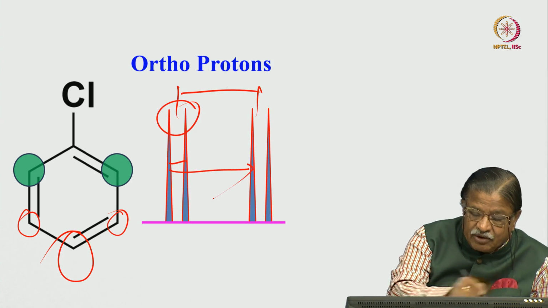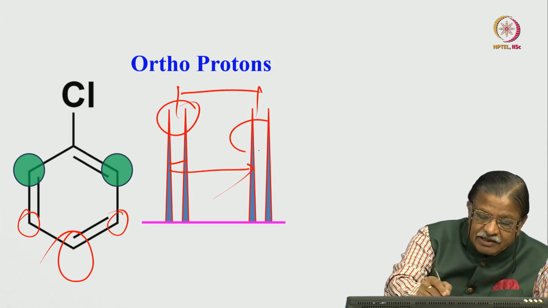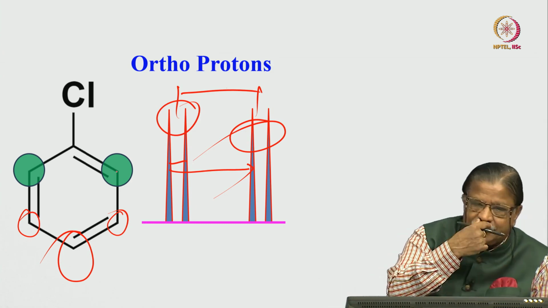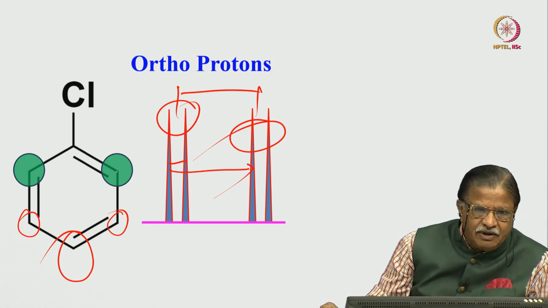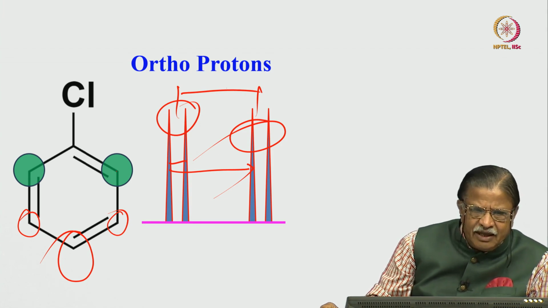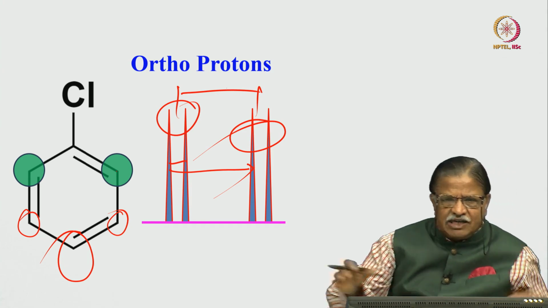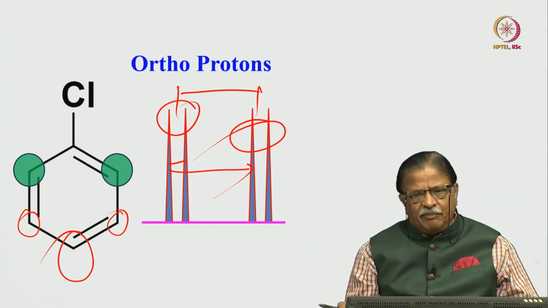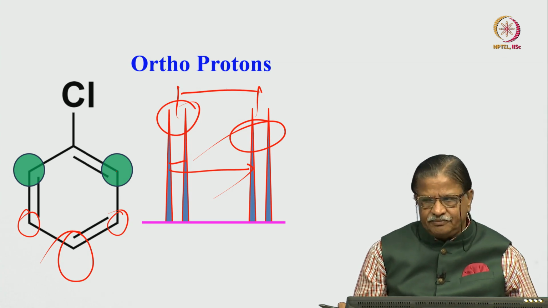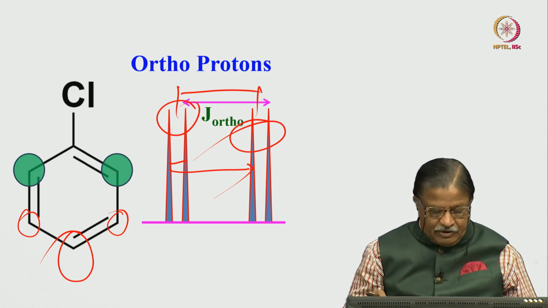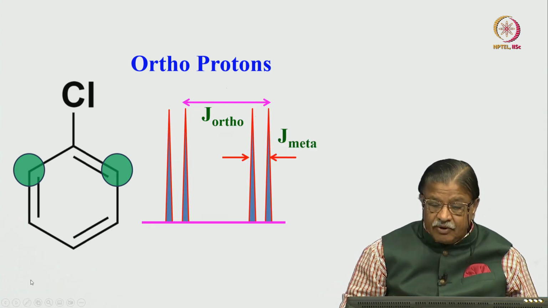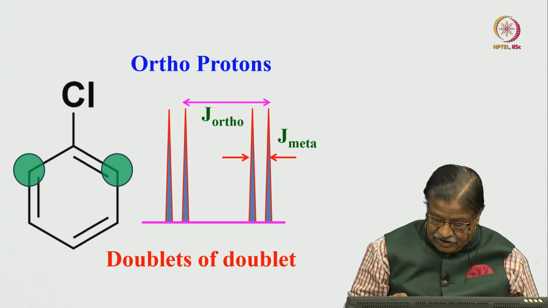Larger separation corresponds to ortho coupling, smaller separation corresponds to meta coupling. I am sorry, meta coupling with these two ortho protons. So, if I have a monosubstituted benzene and you get a pattern like this, a large doublet where each line is a doublet of doublet, fairly you can assume they are ortho to the substituent. Next we will go further. This is the ortho proton. What is the next one we can think of? This is called a doublet of doublet.